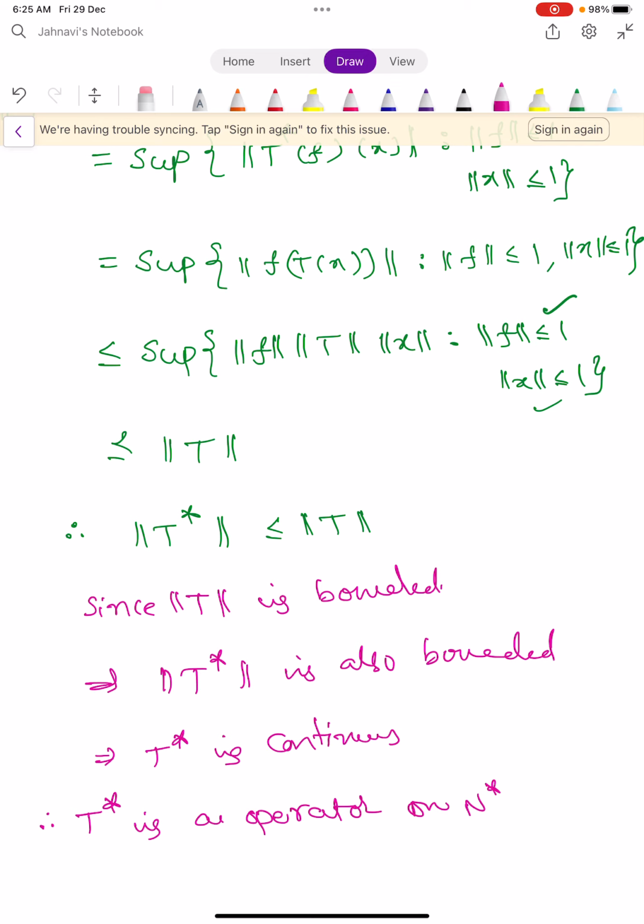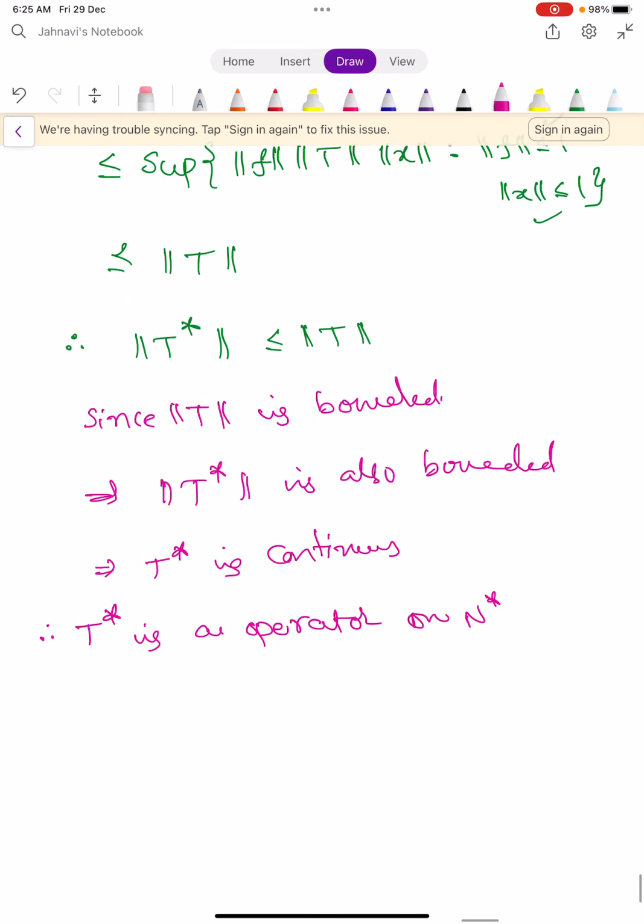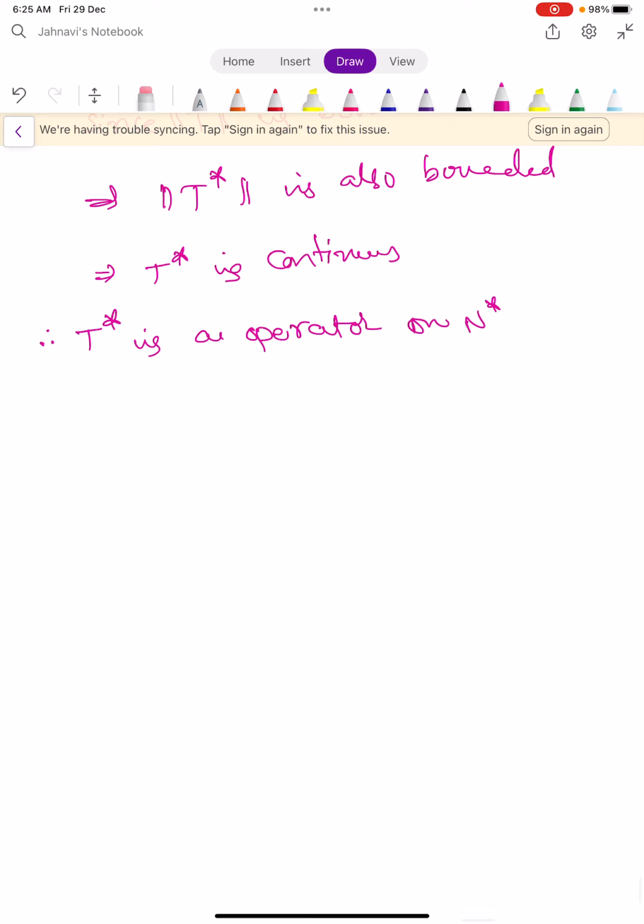That's it. Right now, by applying the Hahn-Banach theorem here, this is the second part. We are going to prove norm T star is equal to norm T.